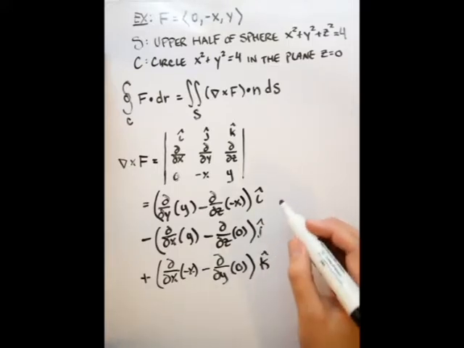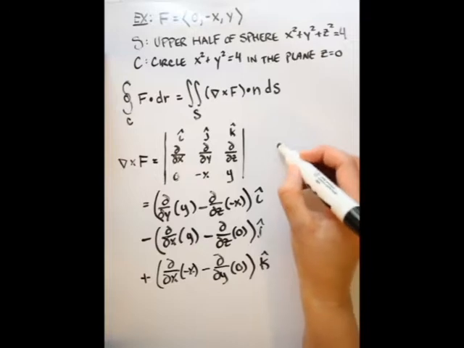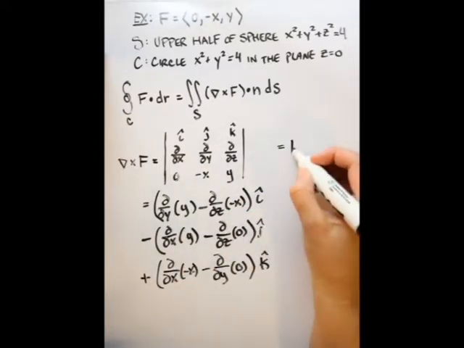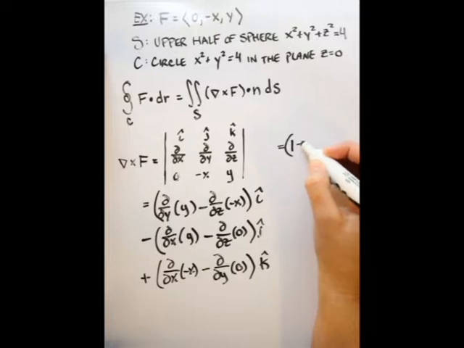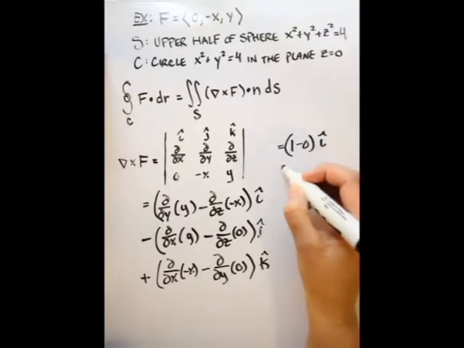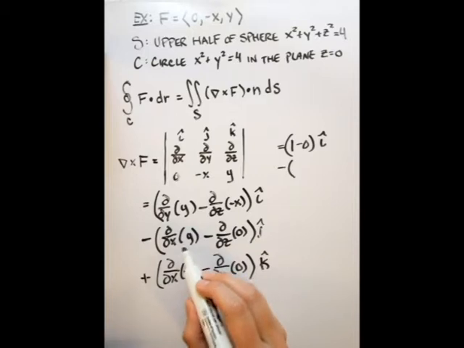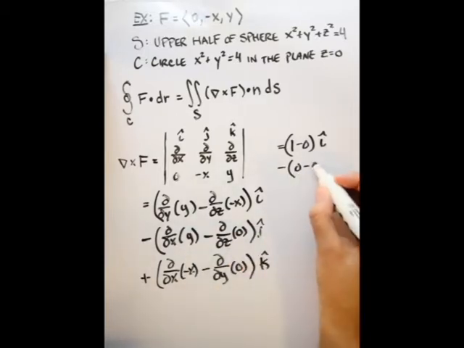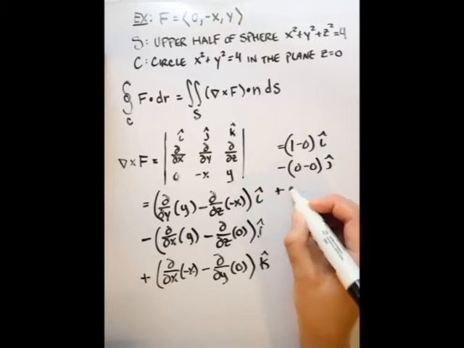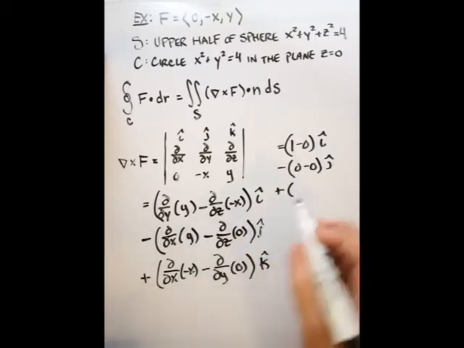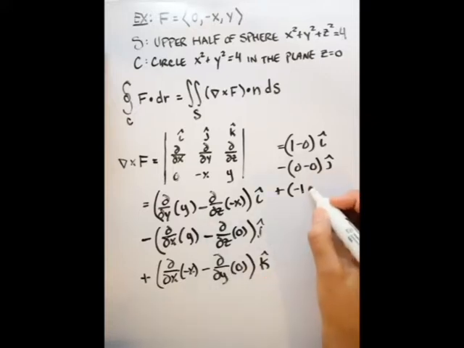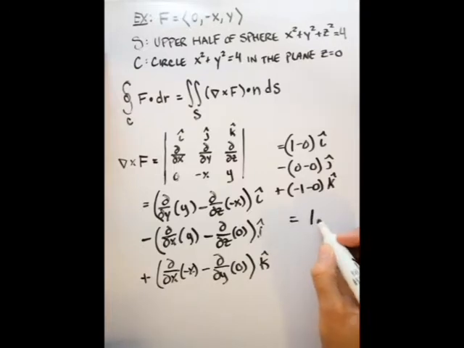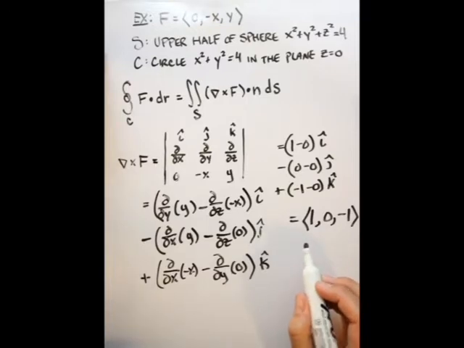So simplifying, let's see what we get. With respect to y, we have 1. With respect to z, we have 0, so 1 minus 0 for i. Minus, with respect to y here we have 0, with respect to z, 0, so 0j. Plus our partial derivative with respect to x, negative 1, with respect to y, 0. That's k. So we end up with the vector 1, 0, negative 1. Now we're going to find the normal vector and dot it with this result.